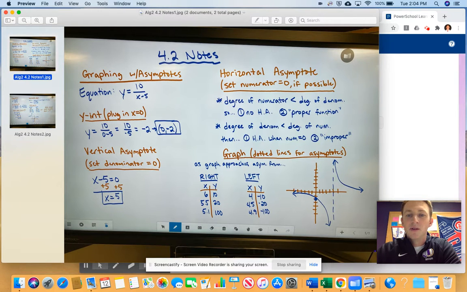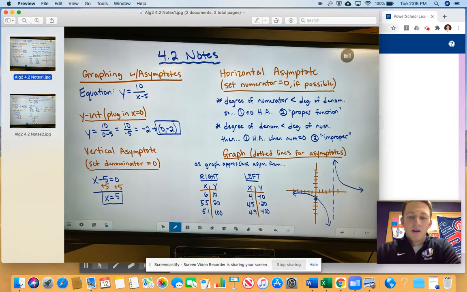And second, we would call this a proper function because the numerator has a smaller degree than the denominator. Second trick of the trade: if the degree of the denominator happened to be less than the degree of the numerator, then the horizontal asymptote would occur when the top of the fraction was set to 0, and it would also be called an improper fraction. So we just have the first case here. We have a vertical asymptote, but not a horizontal asymptote, and now we're going to graph it.